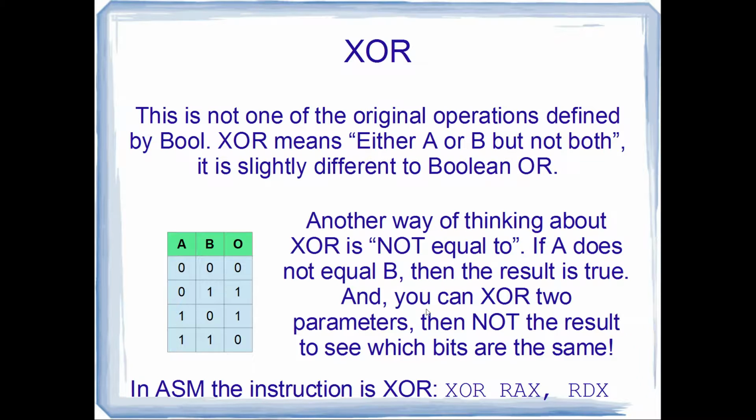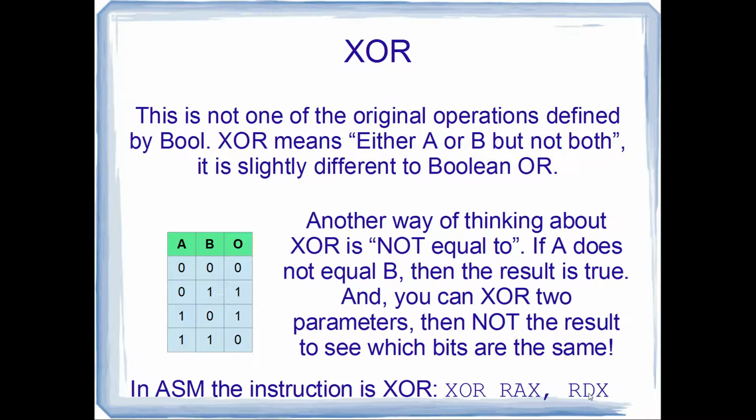You can XOR two parameters and then NOT the result to see which bits are the same. Yeah, you can. It's not really the time or place for that, but it's an interesting little bit hack. We might have a look at that in the coding if we get time, but you can do lots of weird things with XOR. It's very interesting. Anyway, the syntax for XOR is just XOR and then your two parameters.